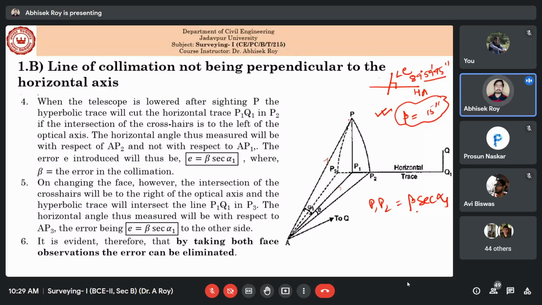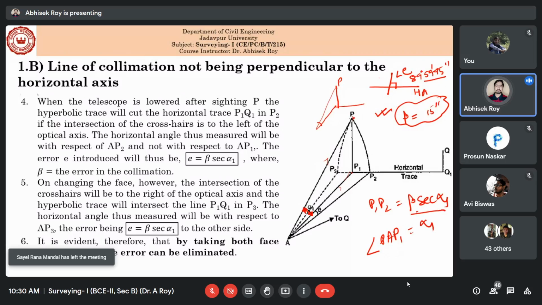Yes, sir. Now whenever you are seeing an object from a horizontal surface to the tip of that object, obviously this object P is making some angle like this angle, and say this angle is alpha 1. That means angle PAP1 is your alpha 1. Then by several deductions we can prove this P1P2 is beta sec alpha.